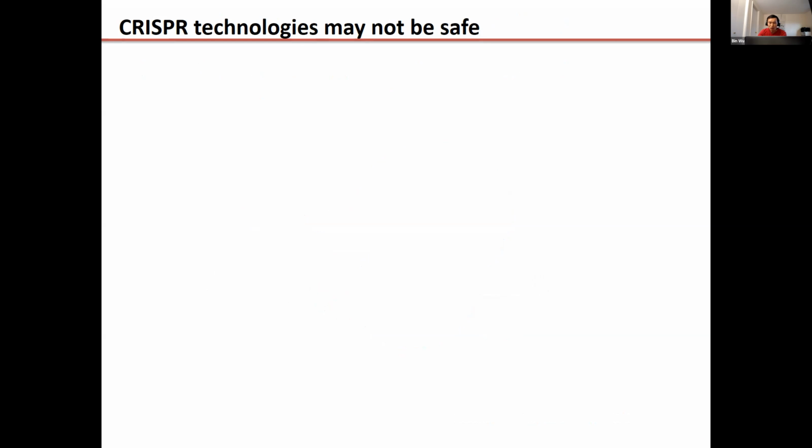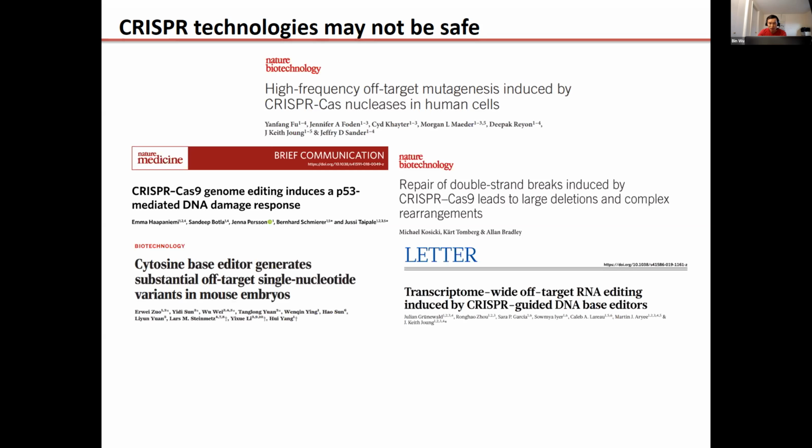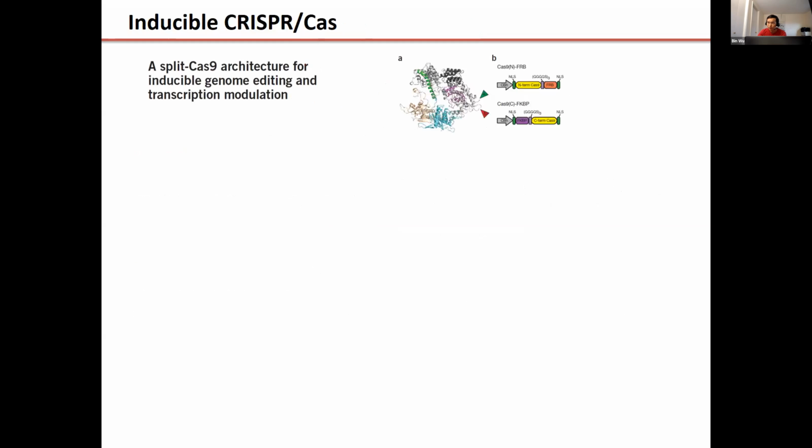However, although CRISPR-Cas9 has become an indispensable tool for biologists, there are still some concerns for medical applications. First, people worry about the off-target effects that CRISPR may induce. Second, the DNA cleavage induced by CRISPR may also induce DNA damage response, leading to cell cycle arrest and even cell death.